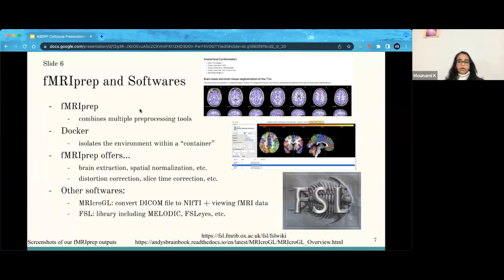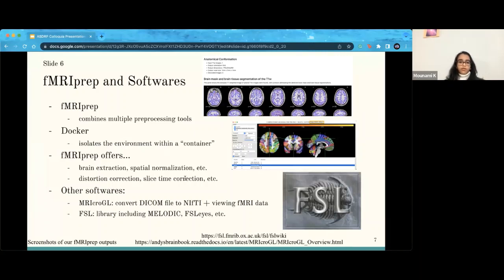fMRIPrep, along with many neuroimaging pre-processing pipelines, requires several dependencies, as mentioned above, with different libraries which might have different compatibility issues with the operating system and such. The solution to this was creating an isolated environment, an OS-level virtualization called a container, through the Docker tool. As you can see here, fMRIPrep offers several pre-processing steps that help to clarify and make out significant fMRI changes or differences in fMRI data, and to essentially just make it more clear in both the structural and functional sense.